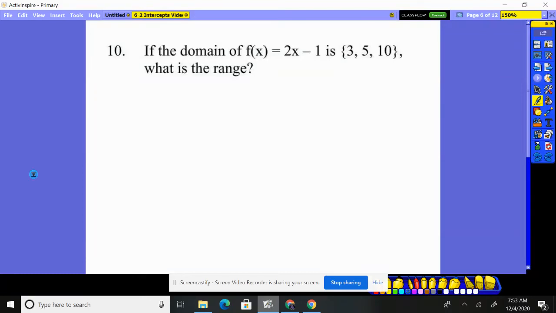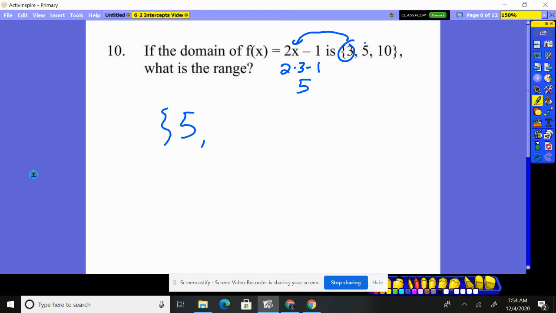Number 10, if the domain, that means the x values of f of x equals 2x minus 1, is 3, 5, and 10, okay? So those are the x values. What is the range? Well, all that means is, hey, plug in 3 and tell me what you get back out for f of x, the y value. Well, if we plug 3 in there, 2 times 3 minus 1, 6 minus 1, 5. So one of the values of the range will be 5.